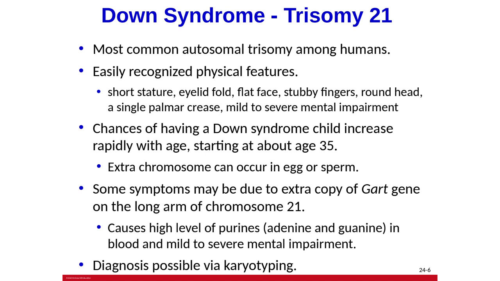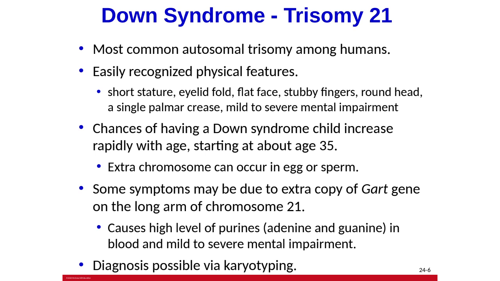And then Down syndrome people have mild to severe mental impairment. So the chances of having Down syndrome increase pretty dramatically, starting at about age 35, if you look at maternal age. Having said that, the extra chromosome can occur in either the egg or the sperm. It's just that it's more likely to occur in the egg than in sperm. So about 3/4 to even a little bit more than 3/4 of the time it's because of a problem with the egg.